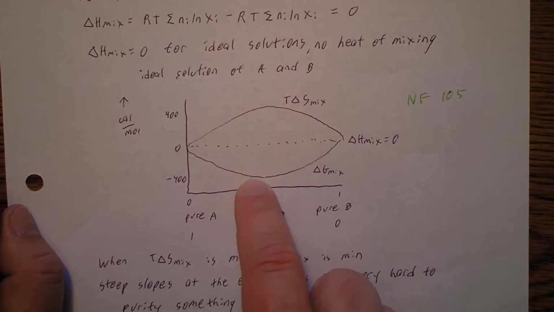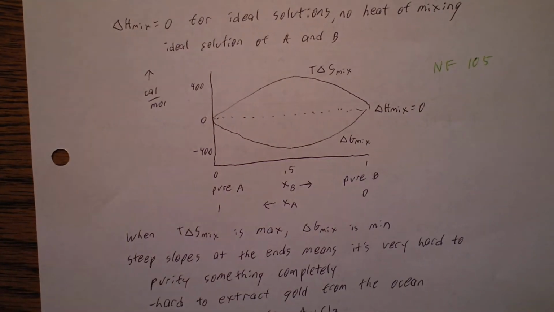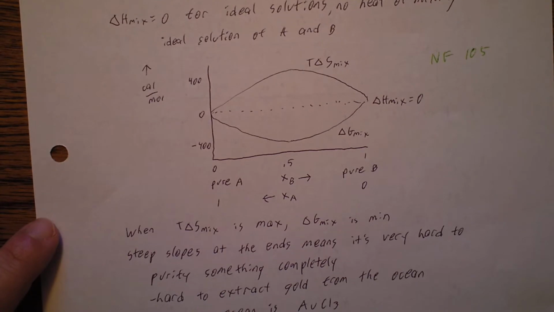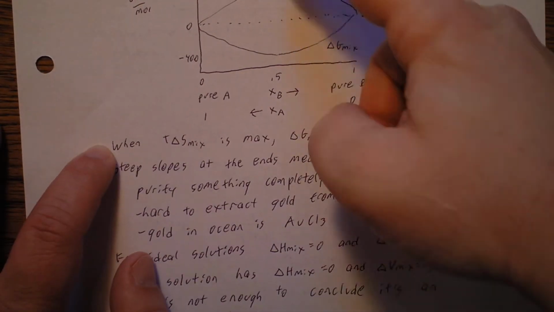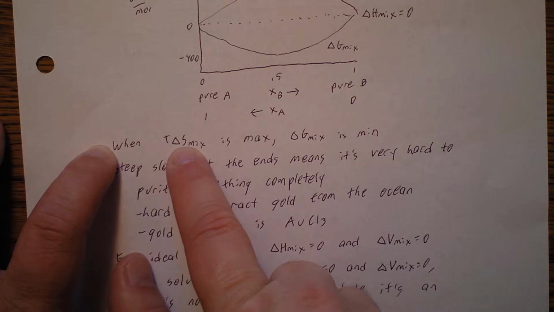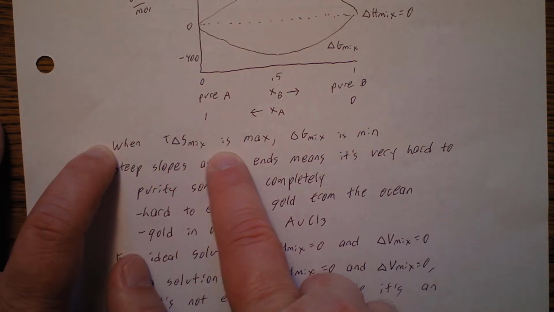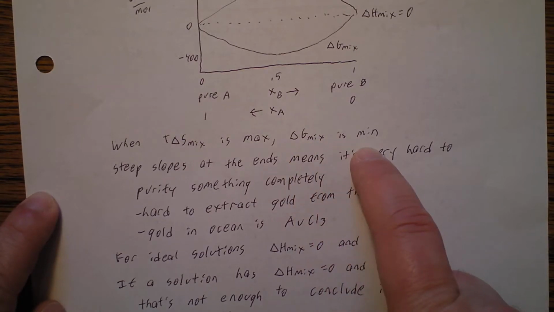It's just what you would expect, that it's the most spontaneous at half and half, since the two species are identical. It's an ideal solution. Since they're sort of a mirror image of each other, I didn't necessarily draw that very well, but basically whenever the temperature times the change in entropy of mixing term is at the maximum, then obviously the change in the Gibbs free energy from mixing is going to be the minimum.